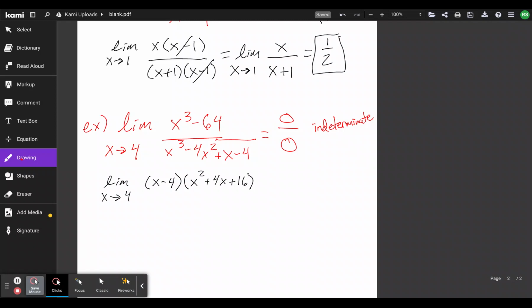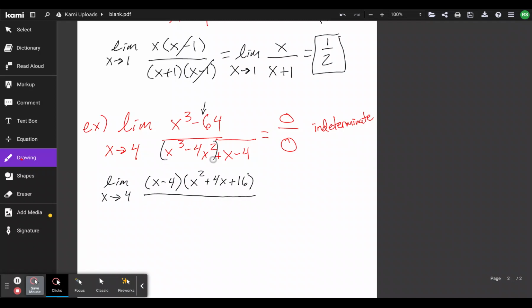Remember, the first sign always stays the same. It's subtraction. X and x squared would give us x cubed. And we have plus 4x and plus 16. That last term always has to be positive, because in order for us to have a negative 4 and a positive 16, that gets us back to negative 64. So we've gone ahead and we have factored the numerator.